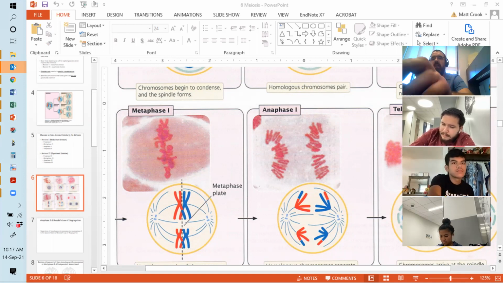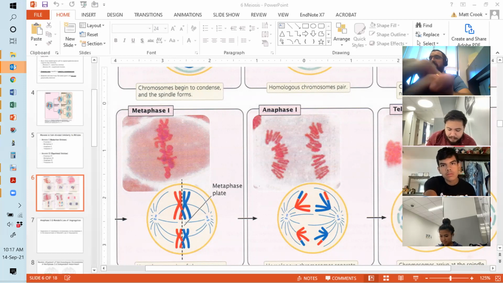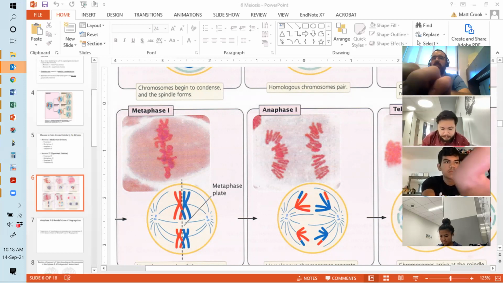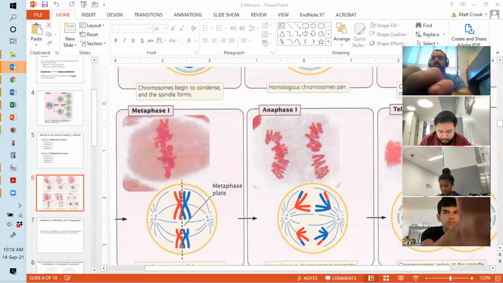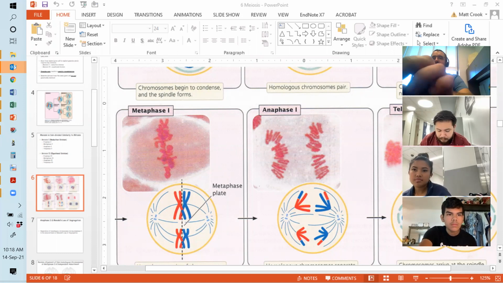Each chromosome still has two sister chromatids. They're not really sisters anymore, if you think about it, because they're not identical. One looks the same as the parent. The other is a mix of the two.